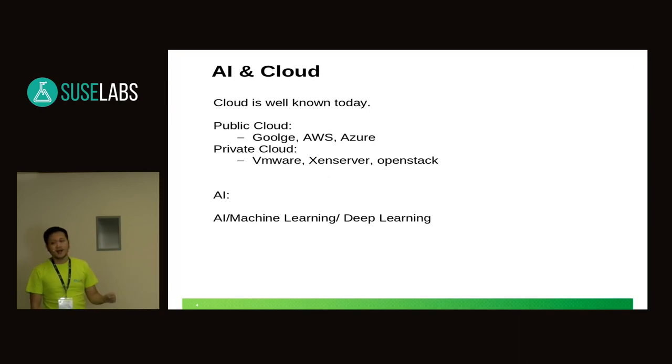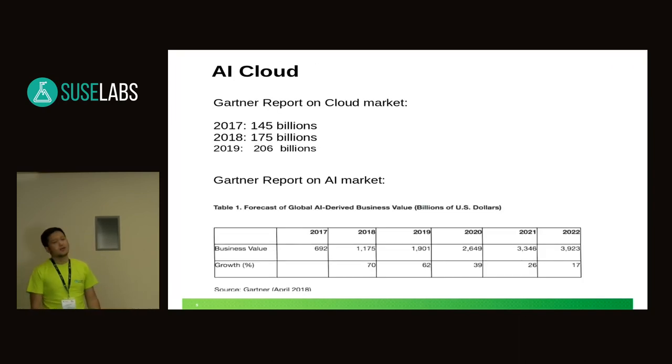And then AI, I think we've heard so much. Some people talk about AI, some people talk about machine learning, some people talk about deep learning. What are they? Are they the same? Are they different? We'll get there soon. So first, AI cloud. Why do we want it?